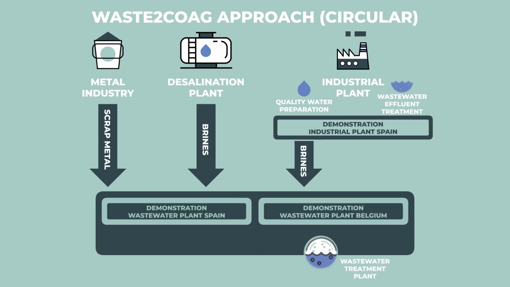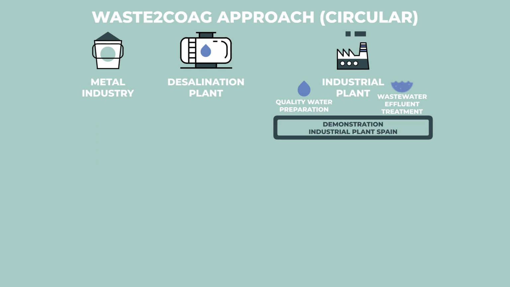In the circular Life Waste2Coag model, brines and metal waste are used to produce coagulants to treat wastewater. The technology uses an electrolysis pilot system, or ELS, to produce the coagulants. The coagulants produced can be used in situ at urban and industrial wastewater treatment plants.